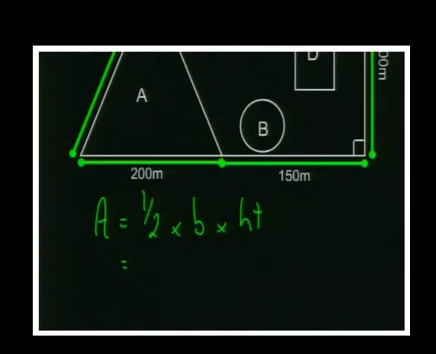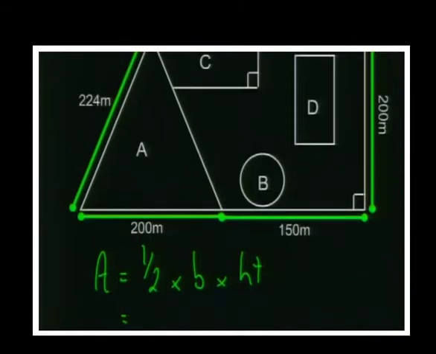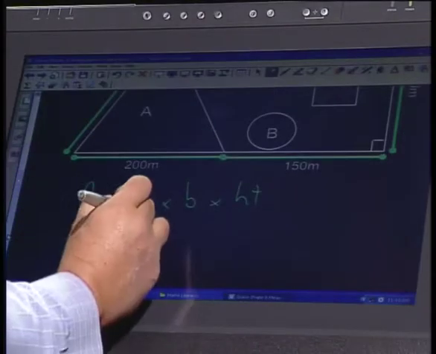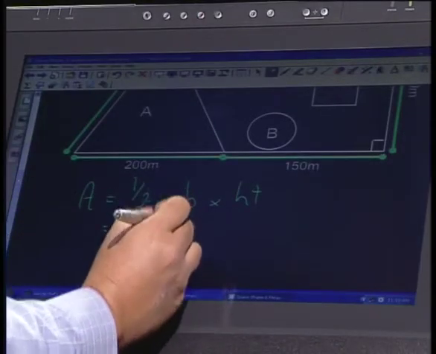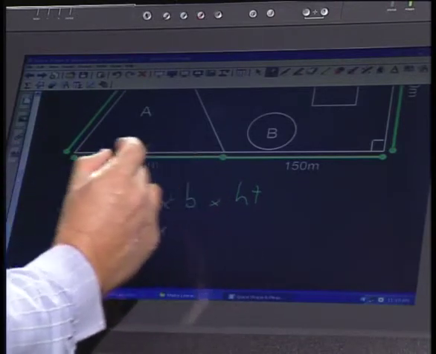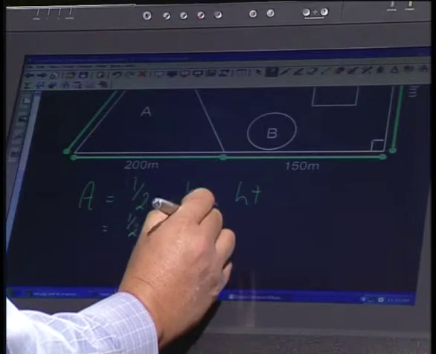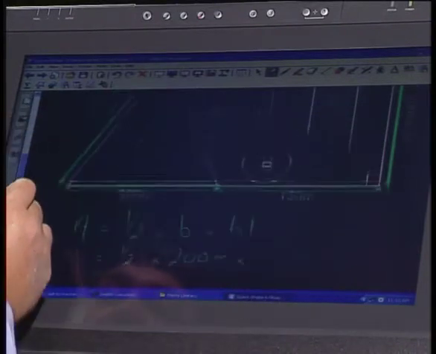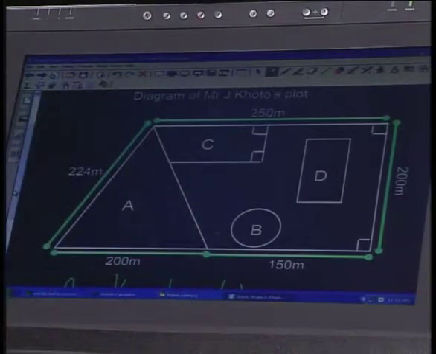Now, we've got to go right back. In fact, we don't even have to. We can just look at this diagram. Firstly, a half is a half. We're going to write a half. The base. How long is the base of this triangle? We can see it there. It's 200 meters times. Now, an important concept. How high is this triangle?